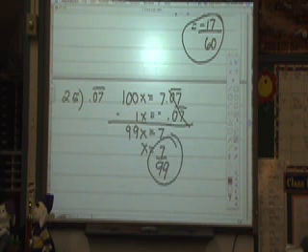Just remember those are easy to check. If you're right, just put them in the calculator. Okay, we're done. Stop the taking, please.